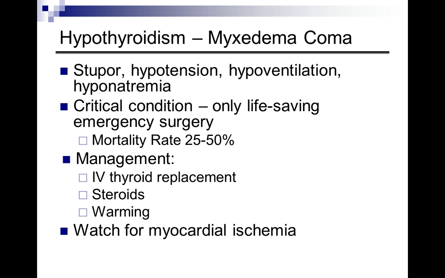The primary management of myxedema coma is to provide thyroid replacement, and thyroid hormone is available in IV formulation. So that should be given, along with steroids and warming, because these patients usually present with decreased body temperature. The patients are at some risk for myocardial ischemia, so that should be closely monitored.